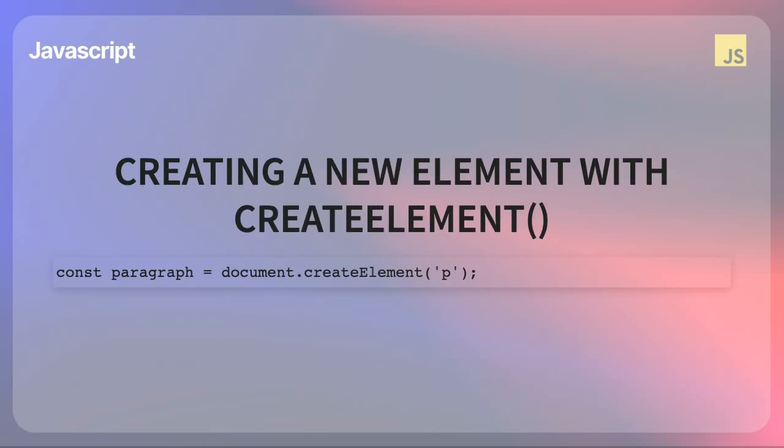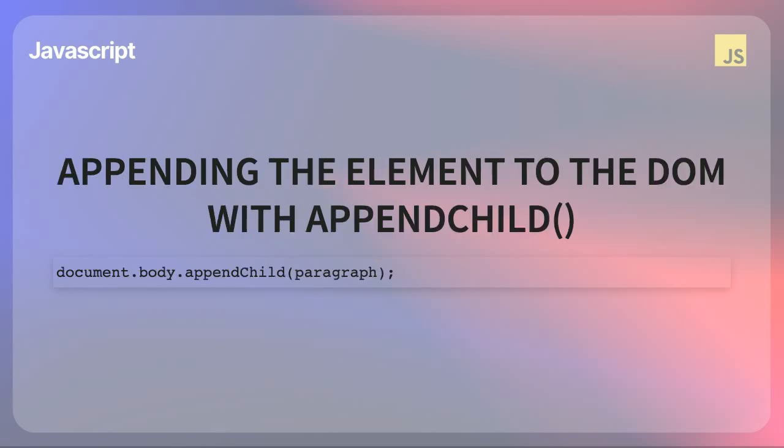To create a new element, we'll use the createElement method. This method takes one argument, the tag name of the element we want to create. Once we have our new element, we can append it to the DOM using the appendChild method. This method takes one argument, the element we want to append.